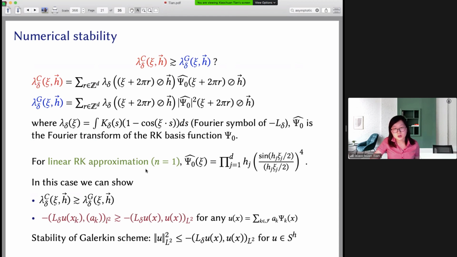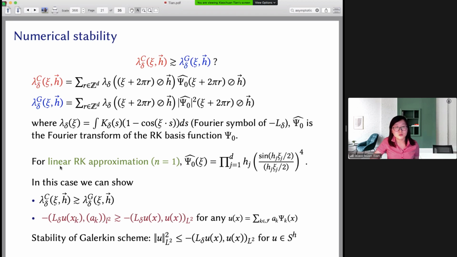If that can be shown, it means that you can use the stability of the Galerkin scheme to derive the stability of the collocation scheme. And for doing this, you compute this Fourier symbol, and we found that the only difference is that you have a square here, whereas you don't have a square here, where here is a transform of the basis function.